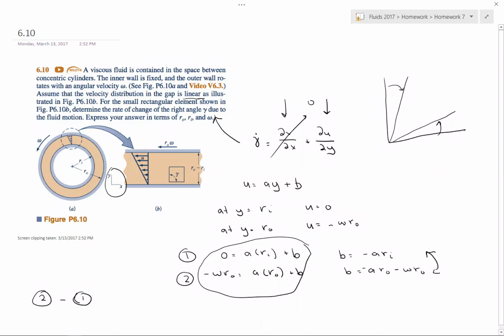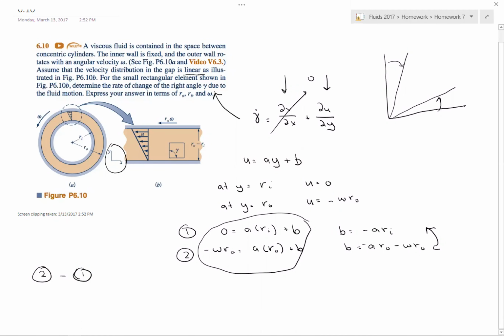is equal to minus omega Ri R0 over R0 minus Ri times y. We could also change this to omega R0 Ri over Ri minus R0. But if you notice, what does that mean about the velocity? It's negative. That's all I wanted.